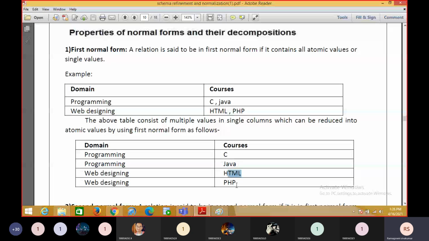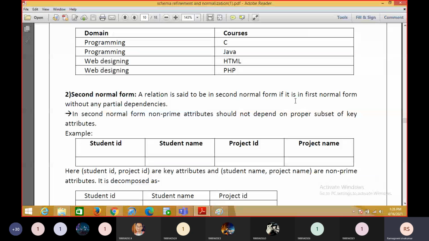Then coming to second normal form: a relation is said to be in second normal form means it is in the first normal form and has no partial dependency. If you are following second normal form, it should satisfy the first normal form. It must be in first normal form. And the other thing is it should be without any partial dependency. There should not be partial dependency among the attributes. So these are the two conditions, two rules we need to follow.